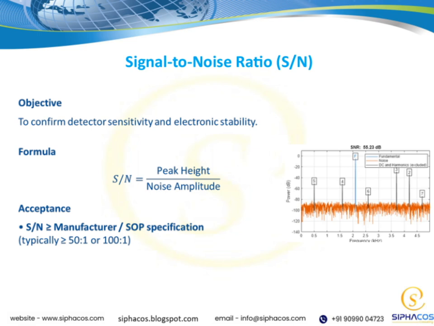Throughout this presentation, we've been emphasizing the importance of clear, accurate data, and understanding SN helps us quantify just how clear or noisy our signals are. So, when designing systems or conducting experiments, always keep an eye on the SN ratio. It's a key indicator of the quality of your data.